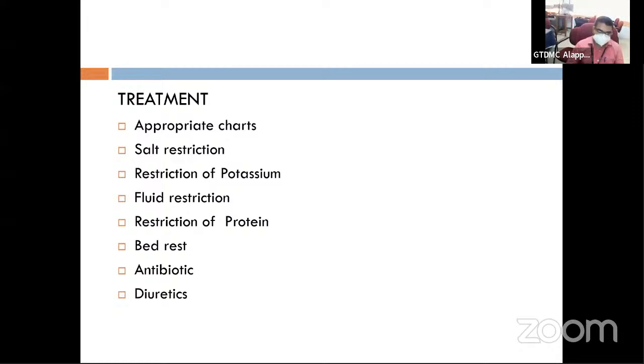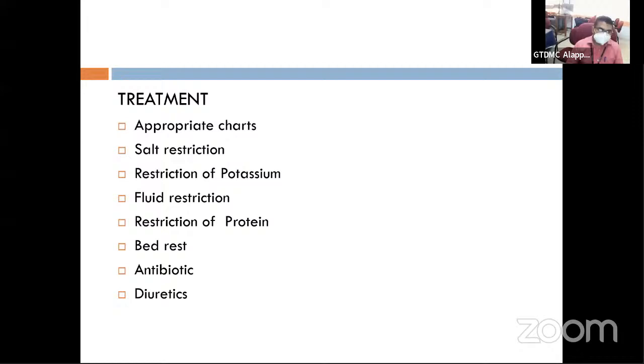It's a rough calculation. Actually, you have to measure the body surface area of the child and calculate with 400 ml per meter square per day. That is the actual calculation. So previous day's urine output plus insensible loss is the fluid intake for that day. This should be continued till diuresis begins. Fluid restriction should be continued till diuresis begins.